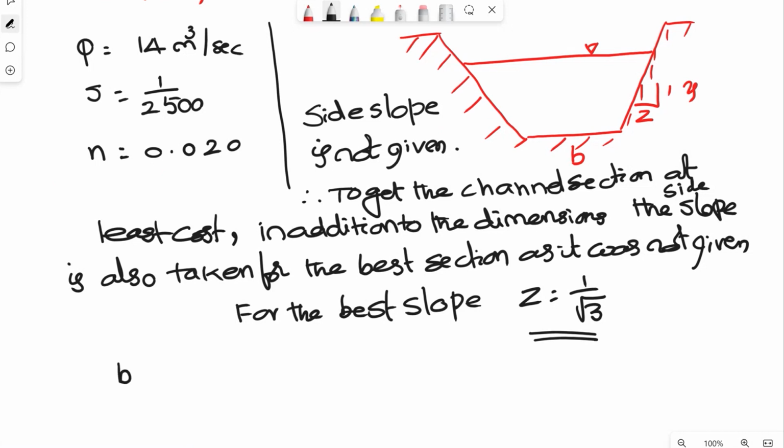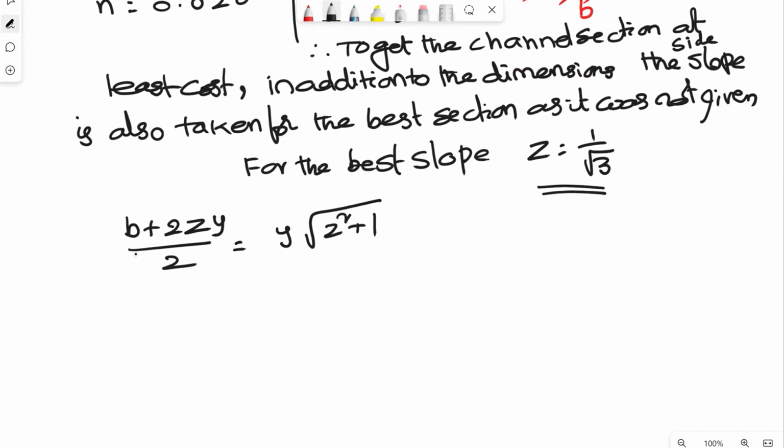It is (b plus 2zy) by 2 is equal to y into square root of z square plus 1. This is the condition, right? Now what will we do? It is b plus 2 into z is what?